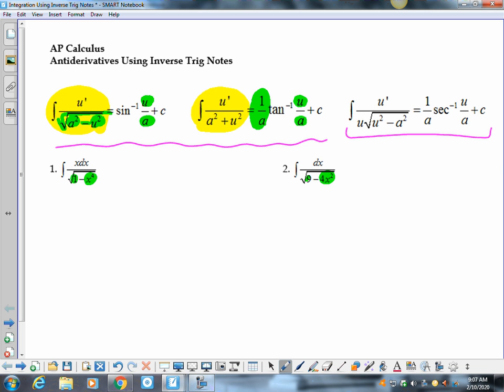Now we haven't talked about what's on top. What's up here? The derivative of your u, so that you may have to be doing some balancing there. Okay, so let's start with trying to identify what u squared is and what a squared is. Okay, so what's a squared? So what's a? Okay, what's u squared? So what's u? So what's du?